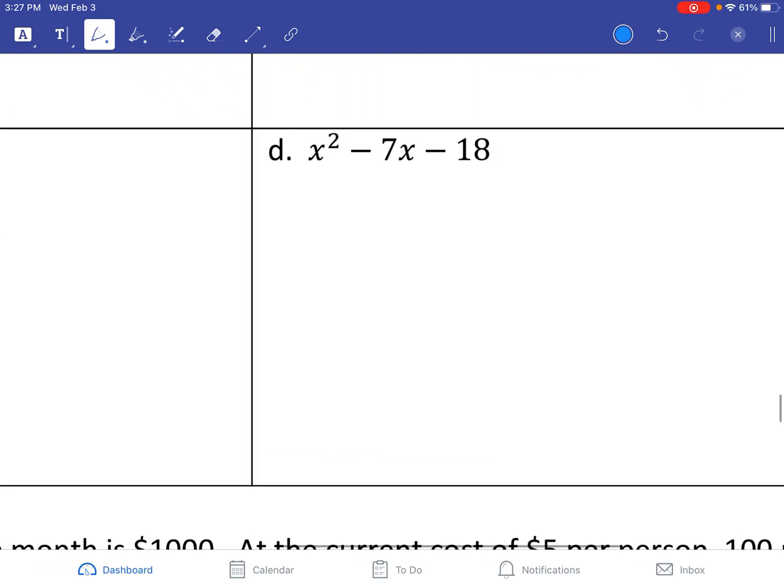The last factorization, just a simple factor. Two numbers that multiply to give you -18 and add up to give you -7 would be -9 and +2.